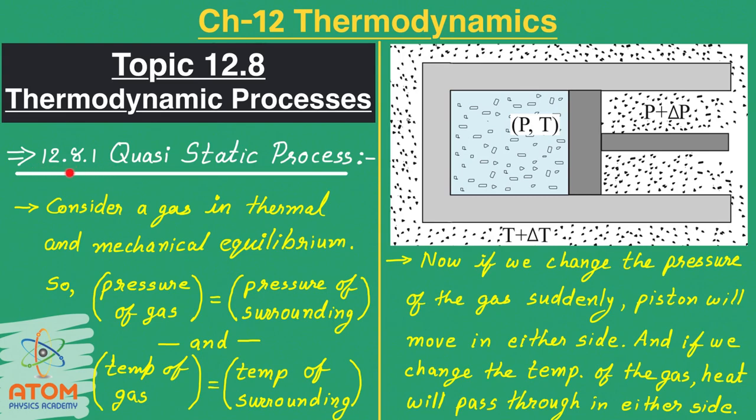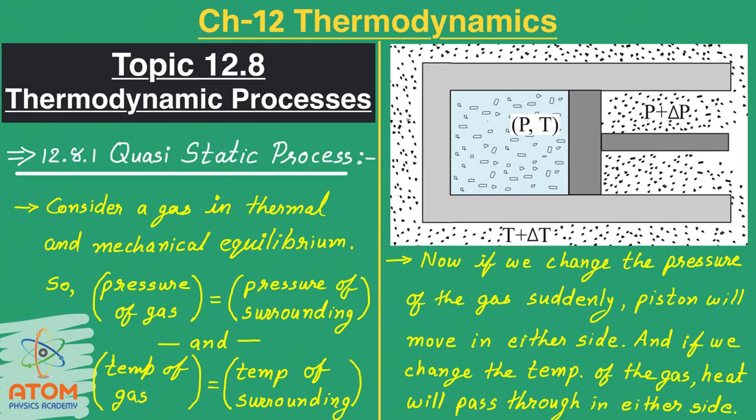First of all, we'll see topic 12.8.1, that is quasi-static process. The name is quasi-static process. What is this? Let me elaborate. First of all, consider this figure. Here a gas system is given. Inside the cylinder-piston arrangement, you can see here is a piston which can move, and it is surrounded by some atmosphere as it is shown here.